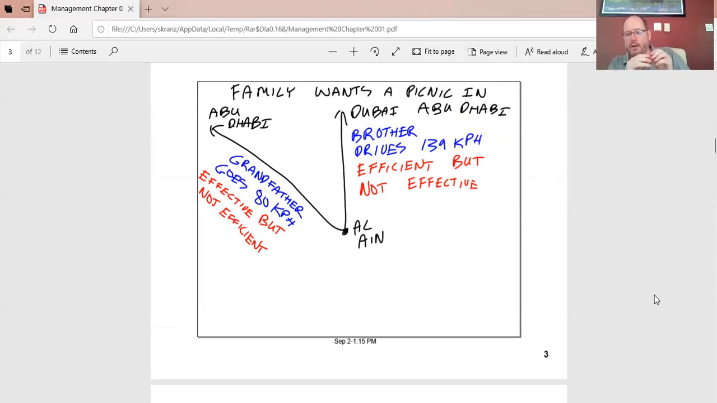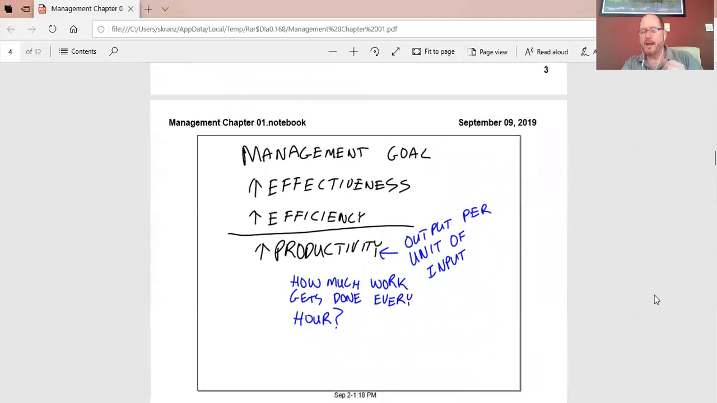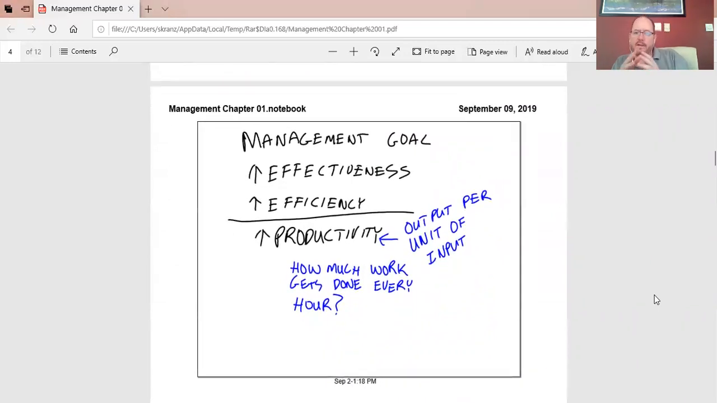The grandfather drives slow on the Friday that they're having this picnic, so he's being effective, but not efficient. The brother is driving fast, so he's efficient, but he gets on the wrong road. Again, the goal in management is how do we increase effectiveness and efficiency? If you increase effectiveness and efficiency, you increase productivity. And productivity is output per unit of input. It's asking how much work is getting done every hour, how much work is getting done every week. Productivity.